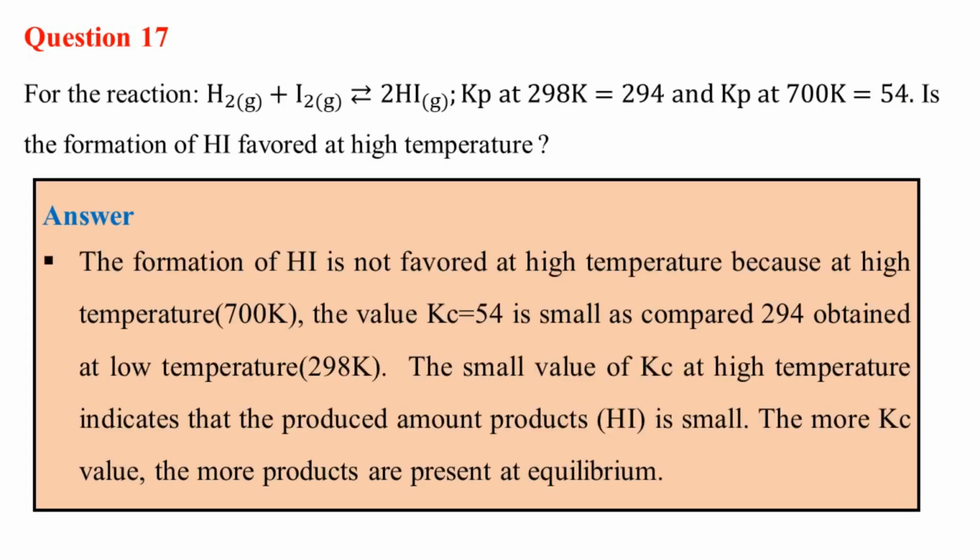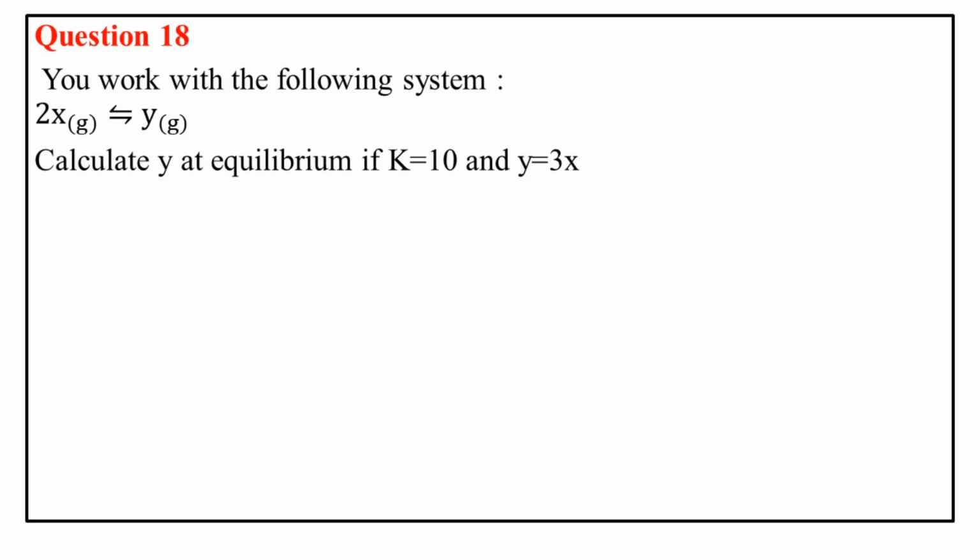So the formation of HI is not favored at the high temperature because at the high temperature the value of Kc is small as compared to the one obtained at low temperature. So the small value of Kc at the high temperature indicates that the product is not favored, and it indicates that the amount of product is very small at the high temperature. The higher the Kc value, the more product is present at equilibrium. That's what you need to know. When you have a high value of Kc, you have more product. When you have a low value of Kp, you have less product.